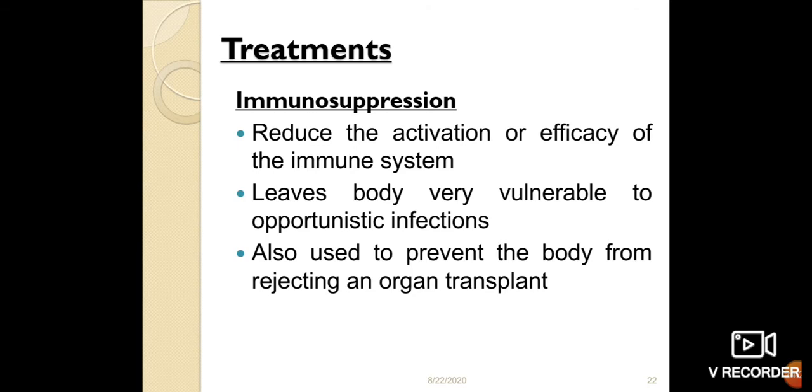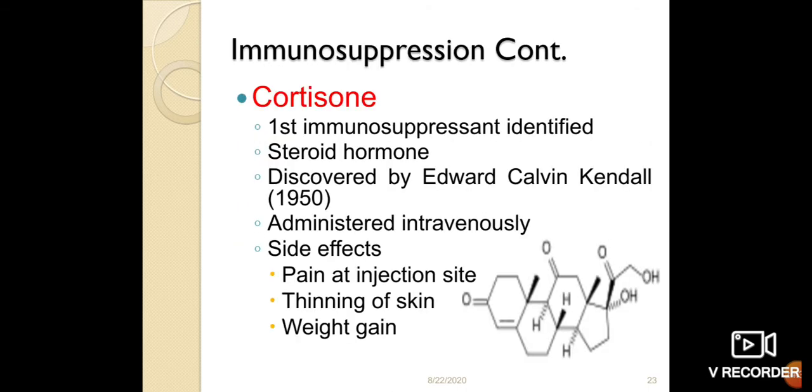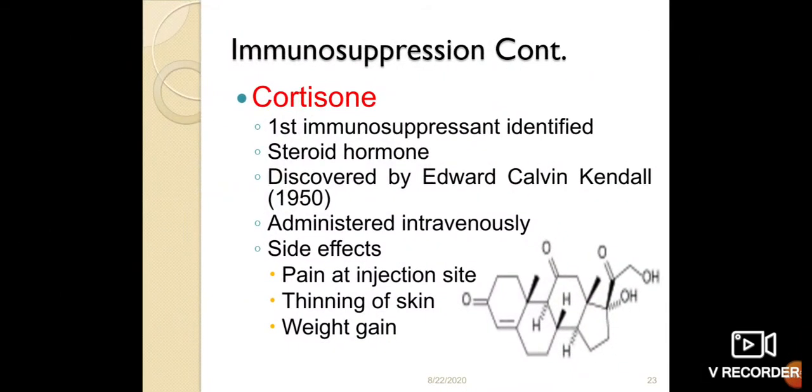So the first approach is using immunosuppressant agents. The most common is cortisone. It is the first immunosuppressant identified. It is a steroid hormone discovered by Edward Calvin, 1950. Administered intravenous. The side effects here are pain, thinning of the skin, weight gain, and abnormal distribution of fats.